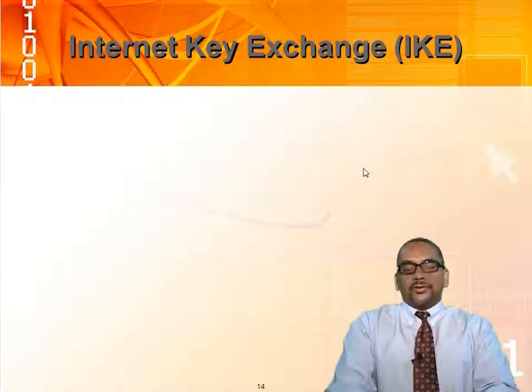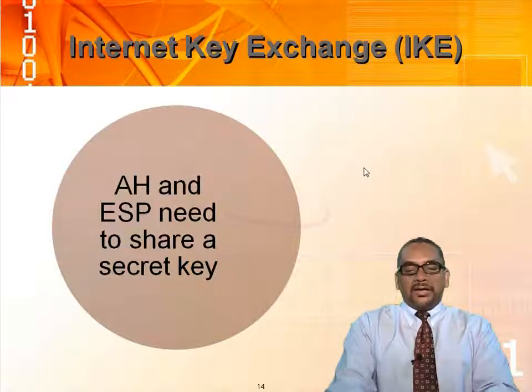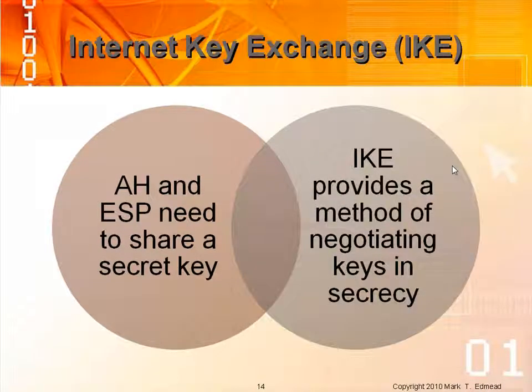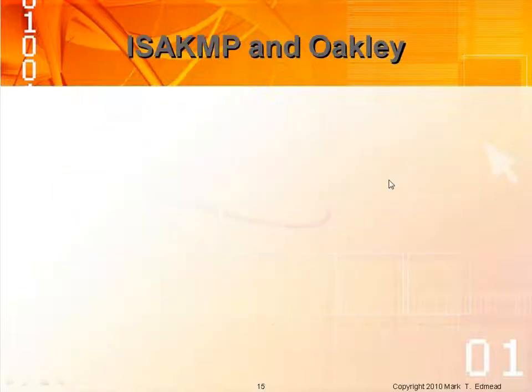Some of the other terms that we need to know for this chapter are things like the Internet Key Exchange, or the IKE, because this is where the AH and the ESP need to share a secret key. So the Internet Key Exchange provides a method of negotiating these keys in secrecy.